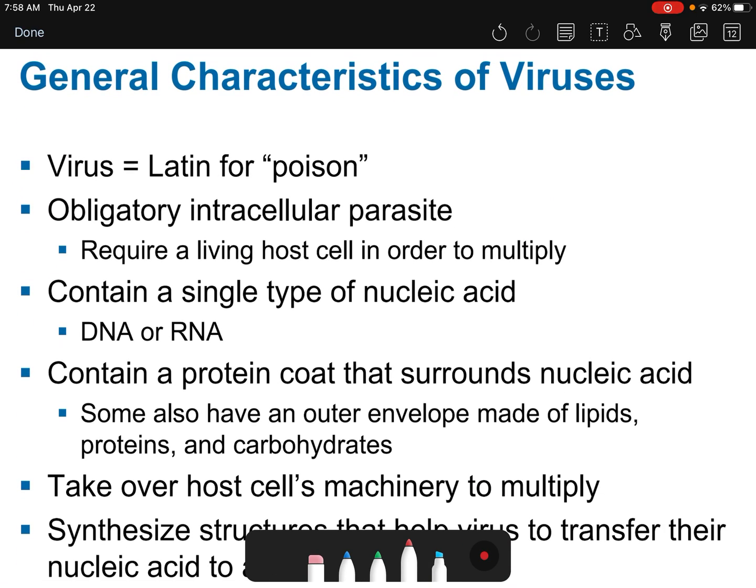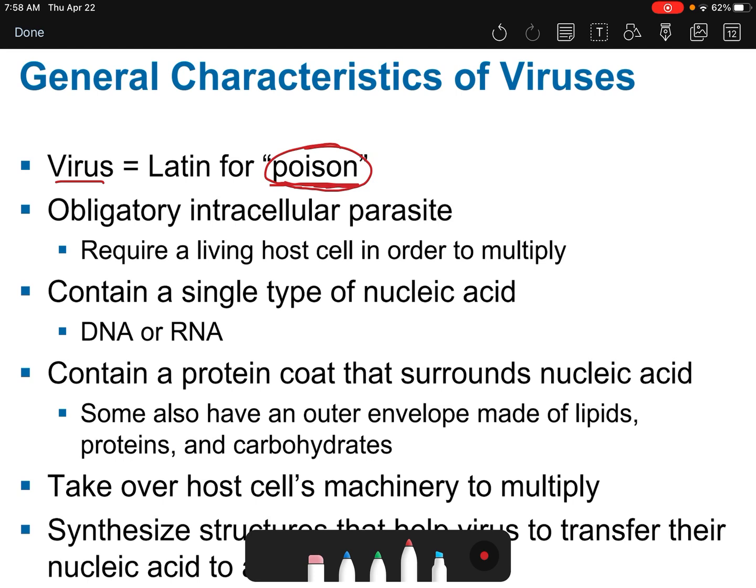So first of all, the word virus is Latin for poison, and for a long time they couldn't see viruses because we need an electron microscope to view them. They knew something was causing people to get ill, and their first research was with the tobacco mosaic virus, which was causing disease on tobacco plants. They came up with this word because it's like something was poisoning the plants.